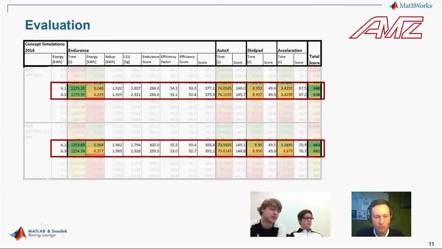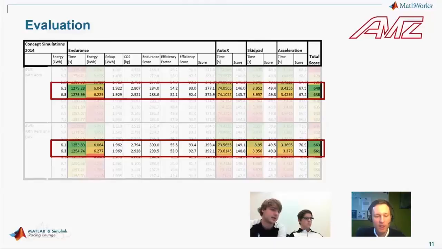So what we also see between the concept without drag reduction system and the one with drag reduction system is that in the end we have a difference of about 20 points. So the drag reduction system gives you 20 points more over all dynamic disciplines, while being 1 kilogram heavier. So we take the mass also in respect.